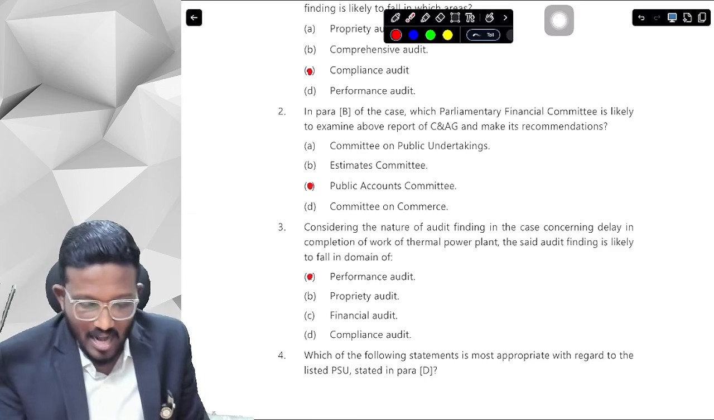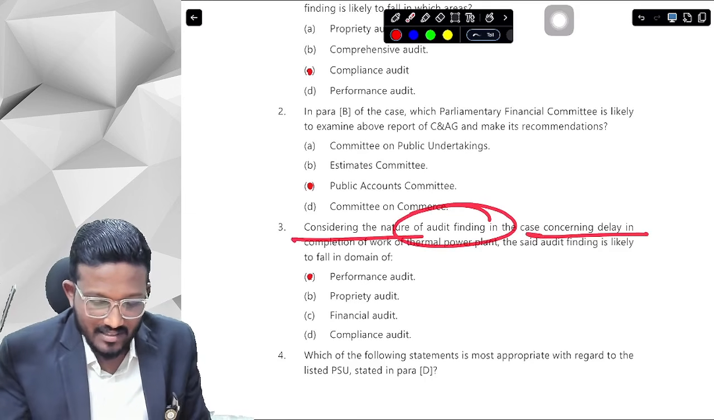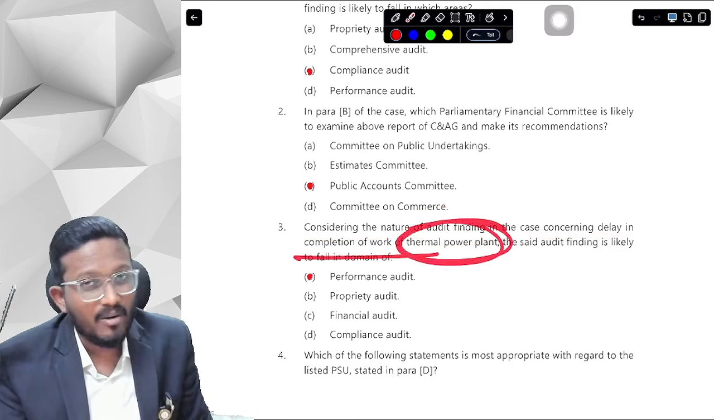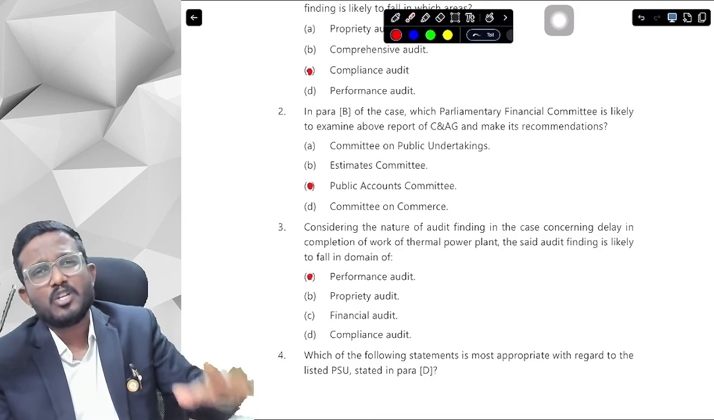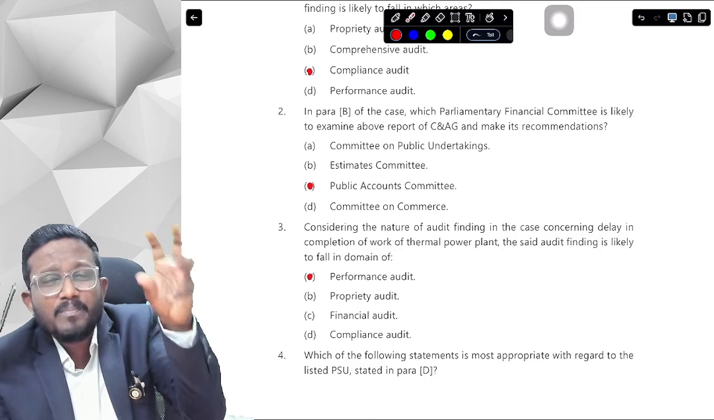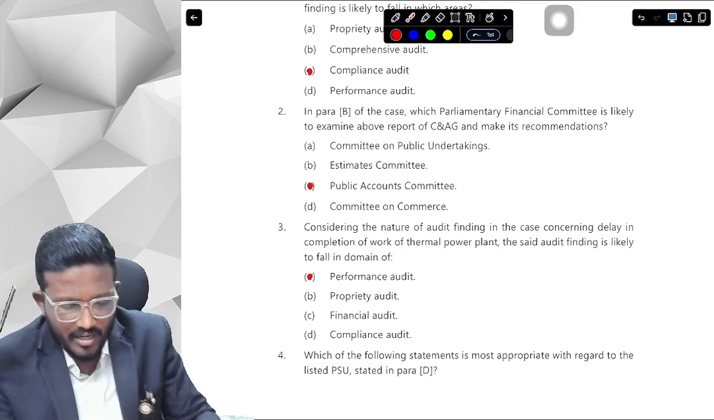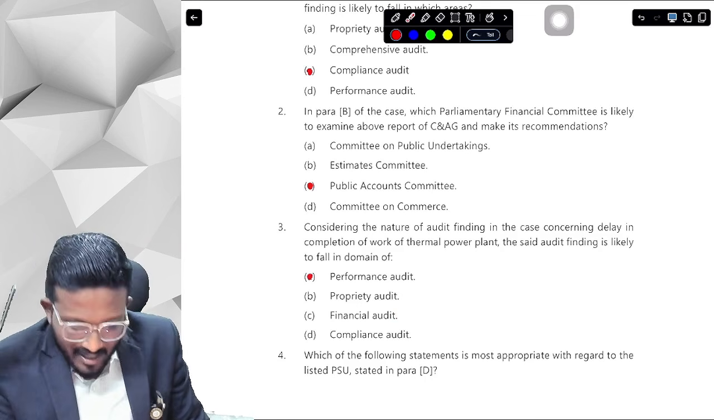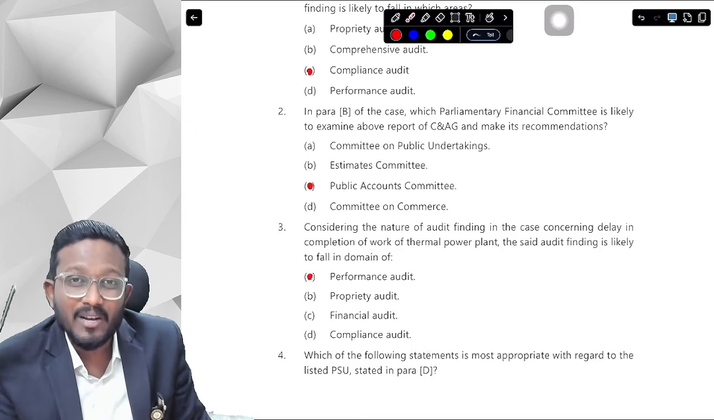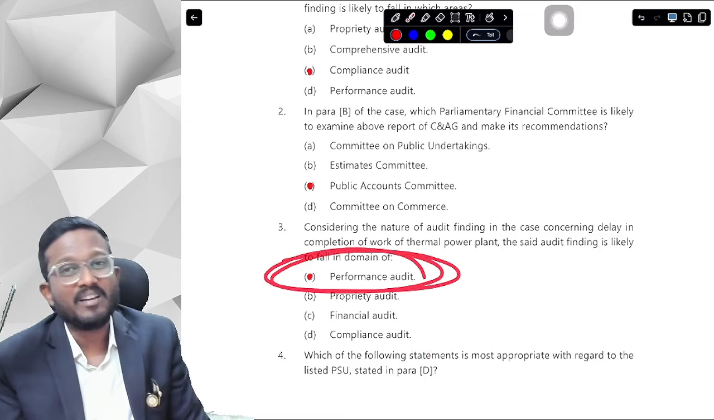Okay, yes sir. Now considering the nature of the audit finding in the case concerning delay in completion of work of a thermal power plant. So there was a thermal power plant which we wanted to build, and there is a delay in completion of the thermal power plant. Now this particular delay will be covered under which audit? Will it be covered under propriety audit? No. Financial audit? No. Compliance audit? No. So which audit will it be covered under, sir? It will be covered under performance audit.